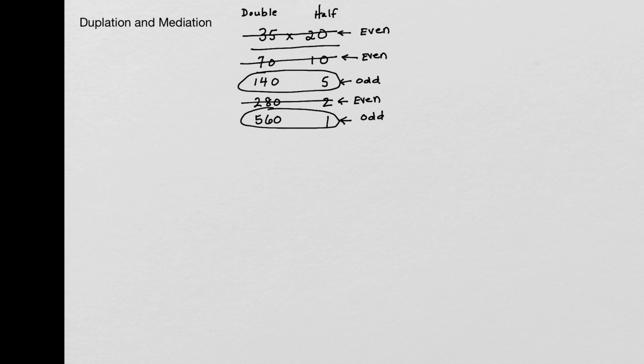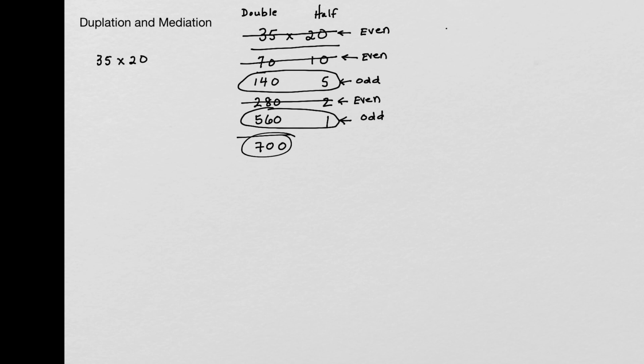that last row. So to find the product of 35 times 20, I can add together the 140 and the 560 in the double column, and I get 700. So that's how I do that process.